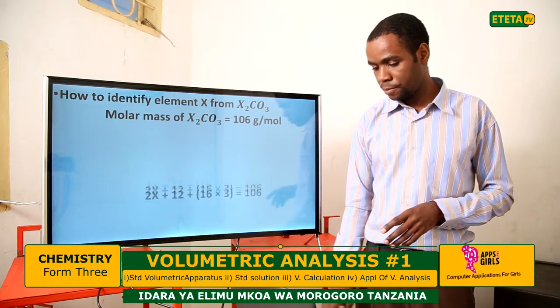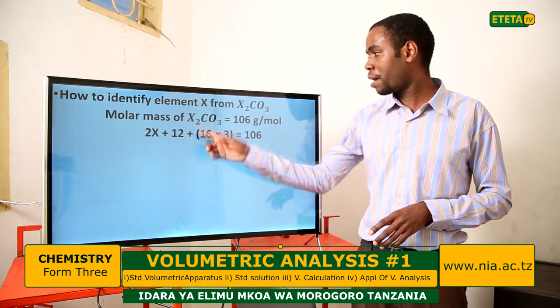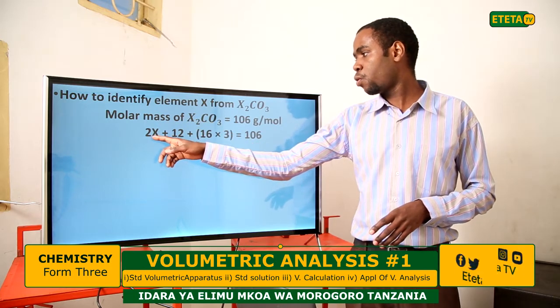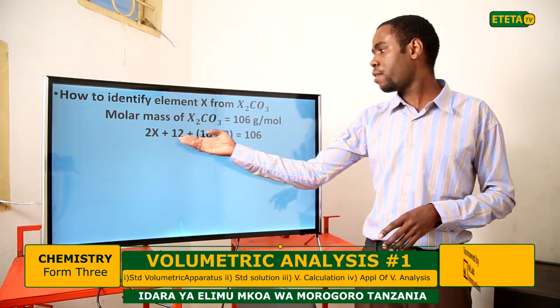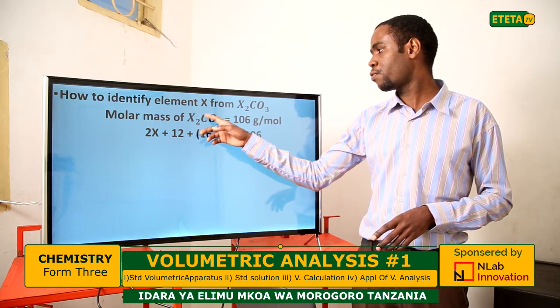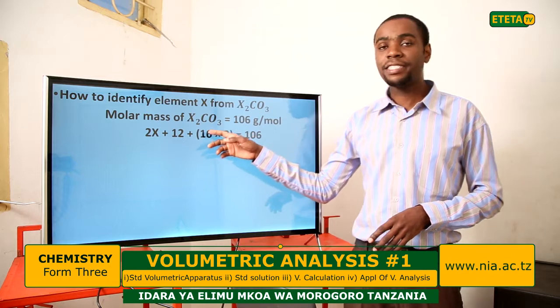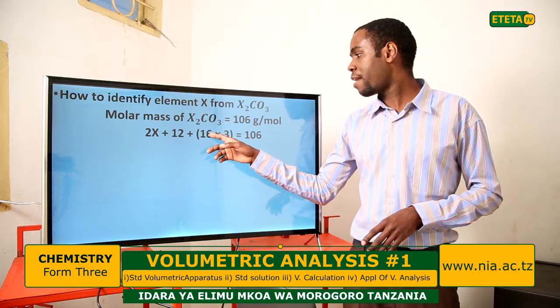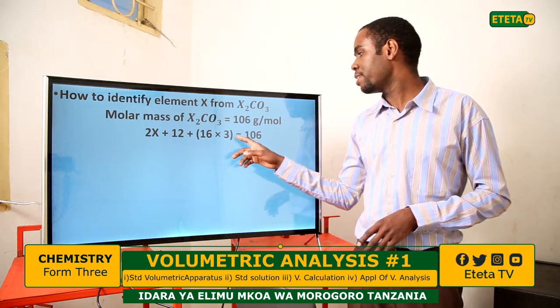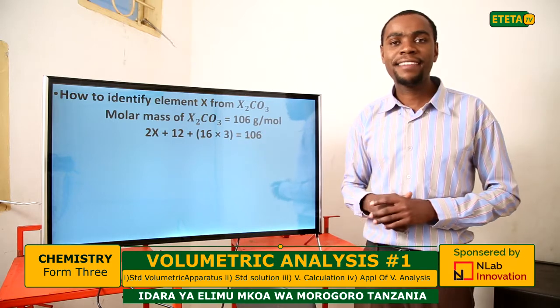It will be like this: because we have 2X, it will be 2X plus 12, which is the atomic mass of carbon. We add 16 times 3, which is the atomic mass of oxygen, but we have 3 oxygens. Now, this is equal to 106.